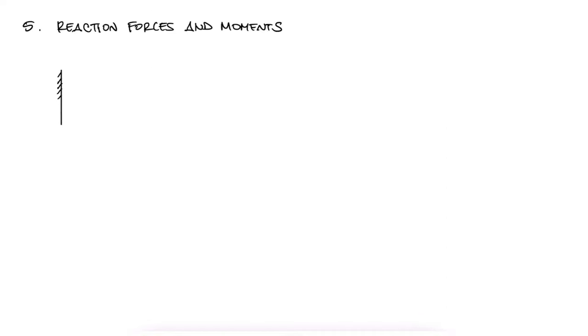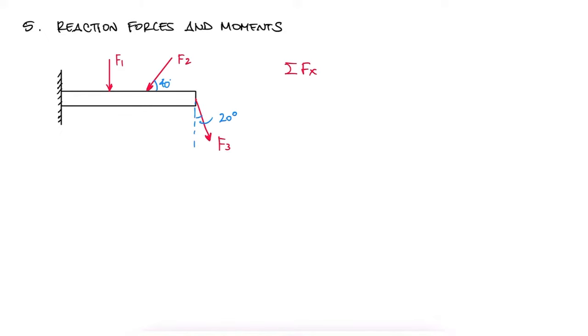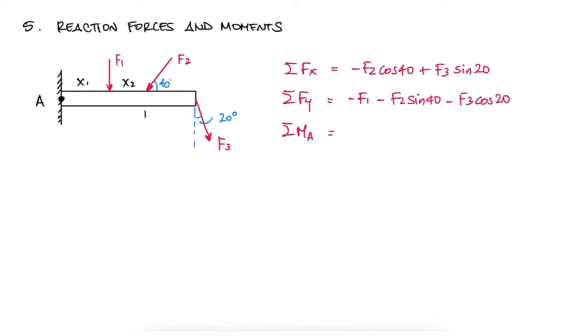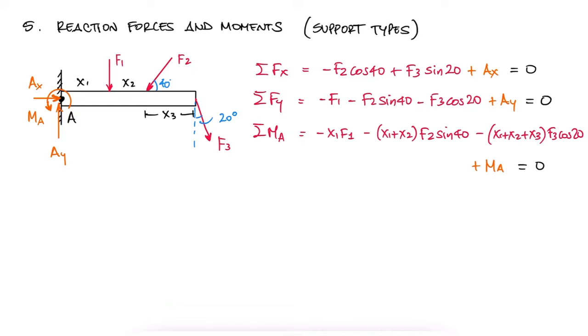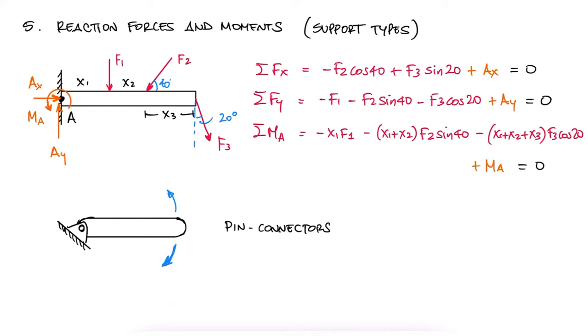Since not all rigid bodies would be in equilibrium with the given loads only, but they might still be in equilibrium if we consider the reaction forces and moments that are not explicitly shown, the last thing to understand for the structures we'll be analyzing is the different types of supports. There's more than the supports that we'll show here, but let's look at some of the most common ones, starting with the pin connectors, which allow the member to freely rotate without any resistance while keeping the location of the pin in place.